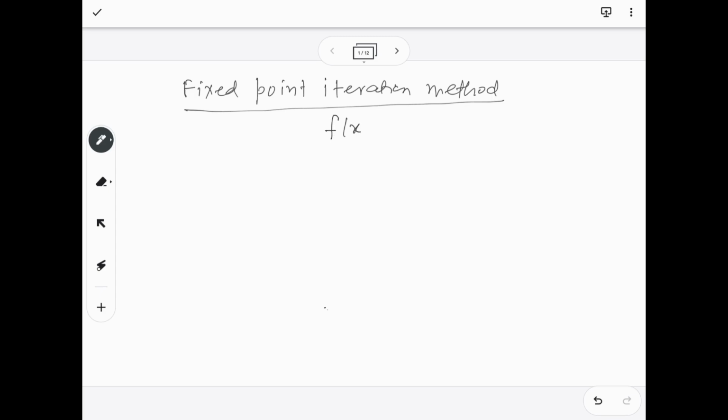In this video, we are going to talk about yet another method of root finding, and that method is known as the fixed point iteration method. Let us say we have a function f of x, and for some value of x, this is equal to 0.